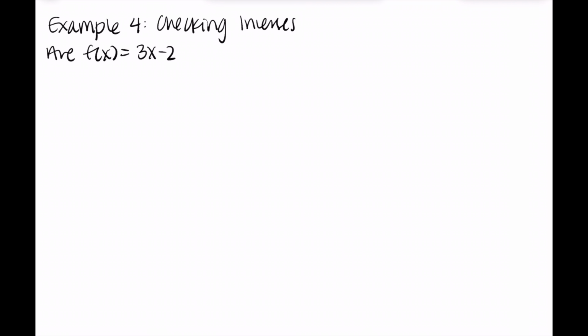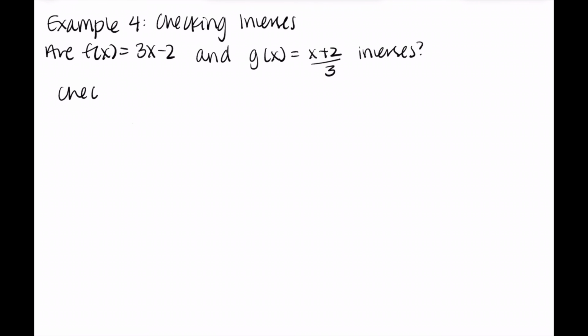So we're being asked here, are f of x equals 3x minus 2 and g of x equals x plus 2 over 3 inverses? So how do we check this? We're going to do two things, and they both need to equal x for this to be true. We're going to check what f of g of x is and what g of f of x is. This sounds kind of crazy, but just stay with me.